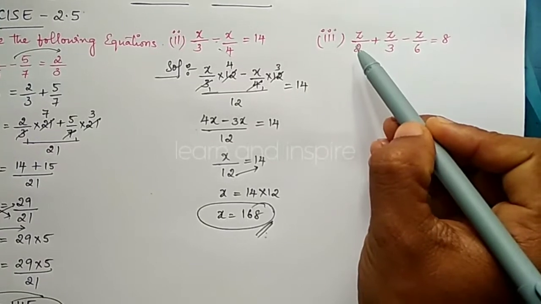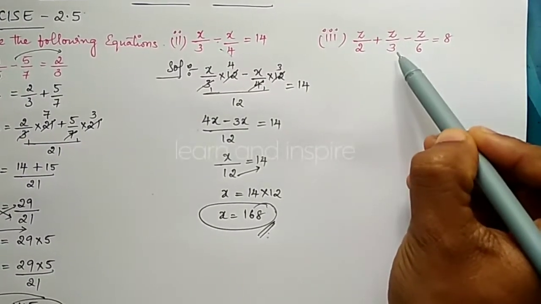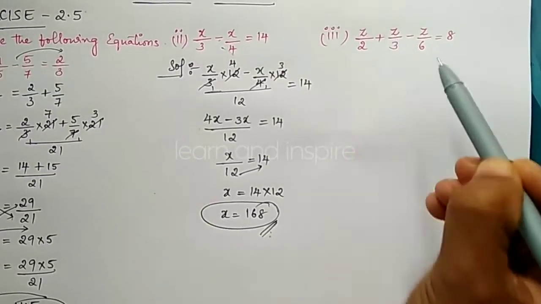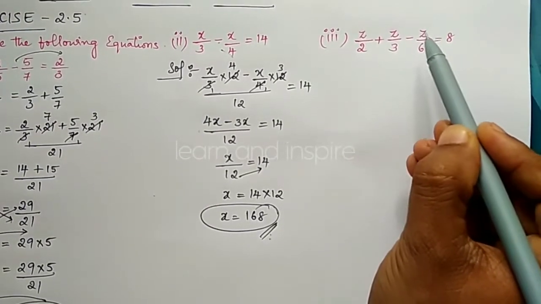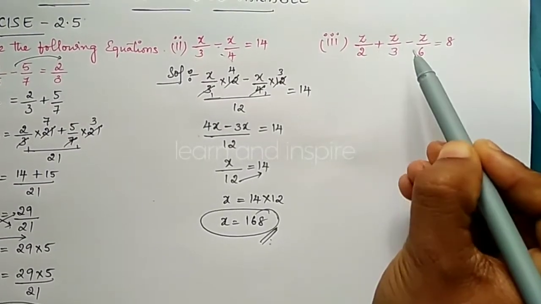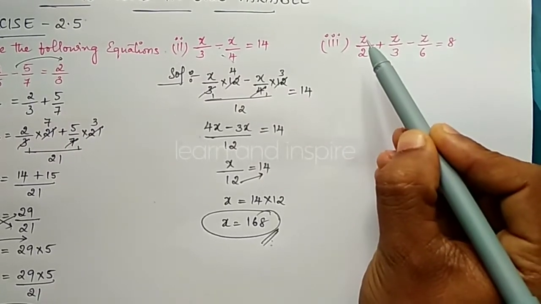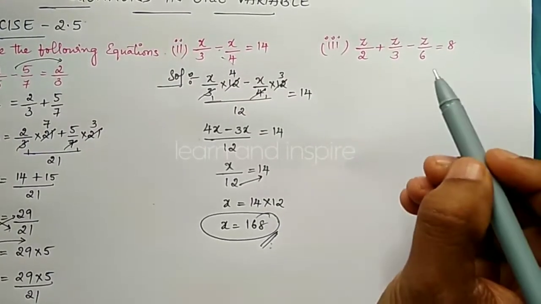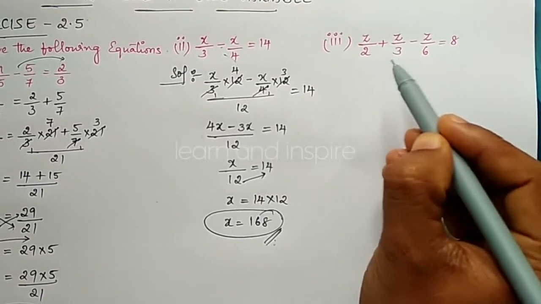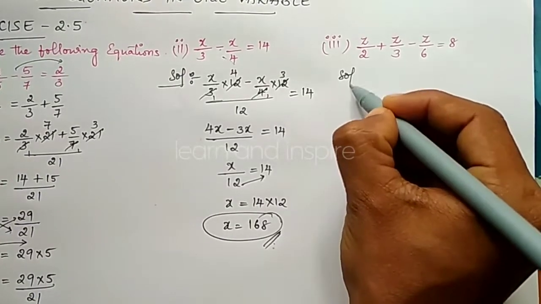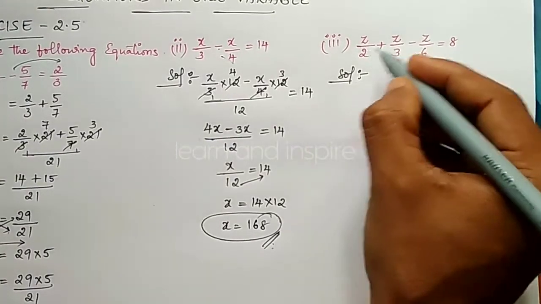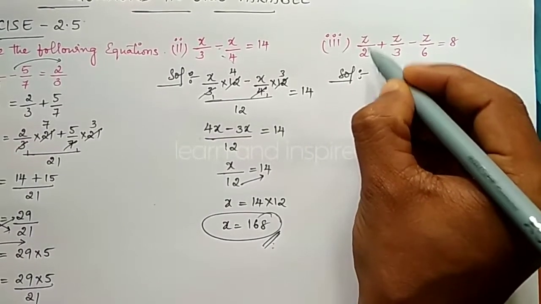Next, question number 3: z by 2 plus z by 3 minus z by 6 is equal to 8. In this equation we have three terms on LHS with the same variable z. The denominators are different: 2, 3, 6. So first we have to take the LCM of 2, 3, 6. What is the LCM of 2, 3, 6? Yes, the LCM of 2, 3, 6 is 6. Then we multiply 6 with each term.